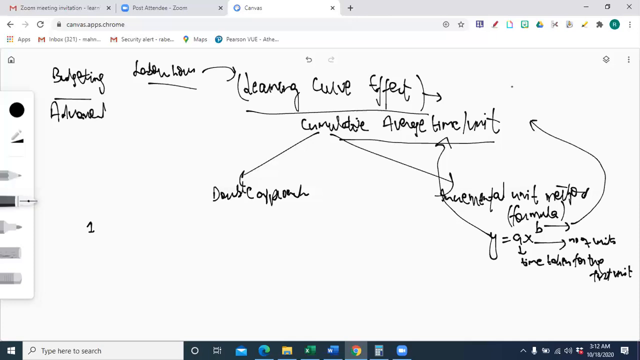And how do you calculate that? It is the log of the learning rate. For example, the learning rate is 80%. A is the time taken for the first unit, and it takes 12 hours to produce the first unit.